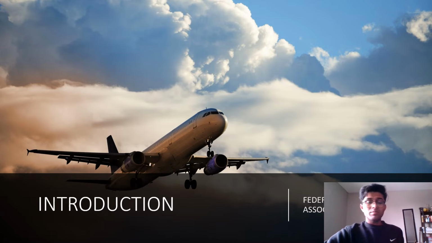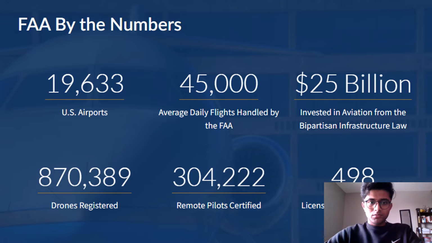Let's dive into some numbers that will make you understand how huge a corporation the FAA is and how critical data is for them. As you can see from this graphic, the FAA handles almost 20,000 US airports and 45,000 flights. $25 billion have been invested, 870,000 drones have been registered, 300,000 remote pilots certified, and 500 space launches. It is clear from this data that the operations carried out by the FAA are vast and humongous. So much is at stake for the organization, and every piece of data is helpful for them in decision making.